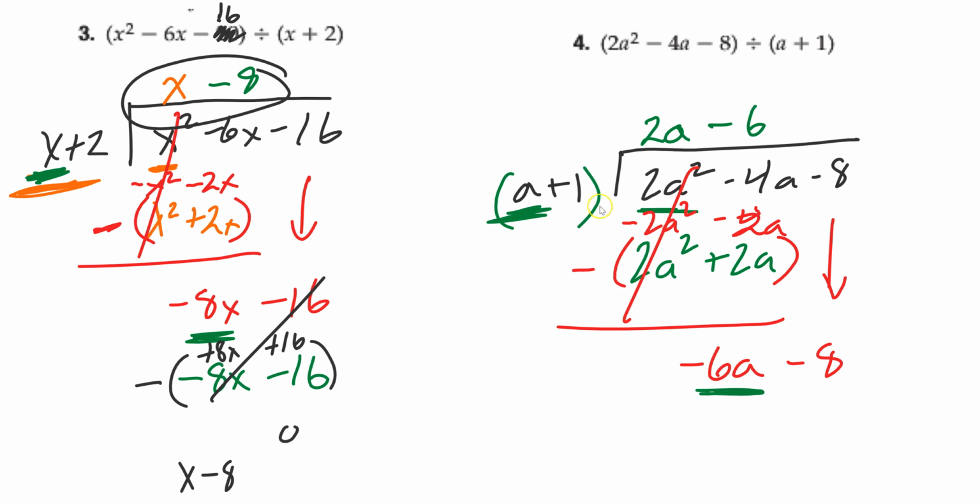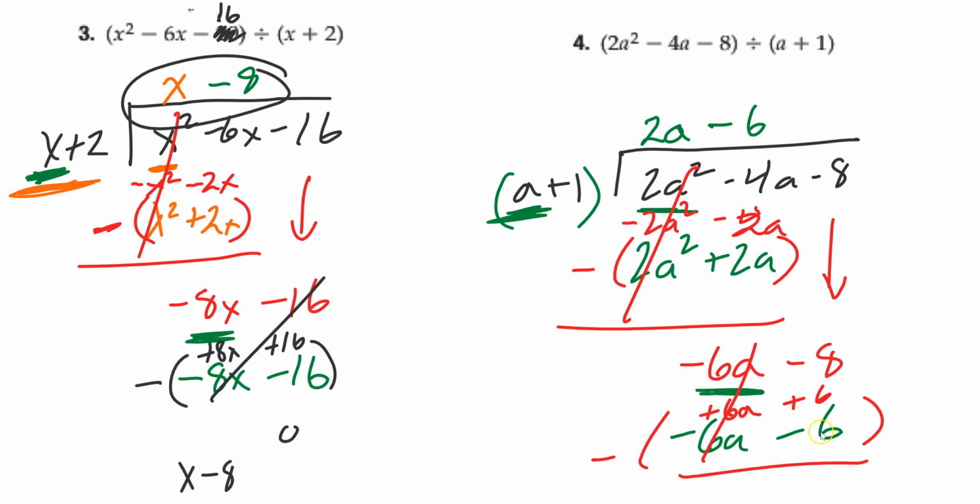Multiply that negative 6 by both of them. Then we distribute. That becomes a positive 6a, and that becomes a positive 6. These cancel. Negative 8 plus 6 is negative 2. So that's my remainder. So my answer here is going to be 2a minus 6, remainder negative 2.